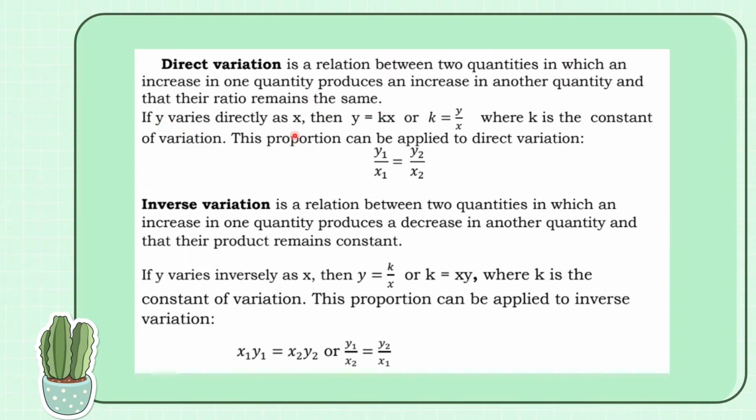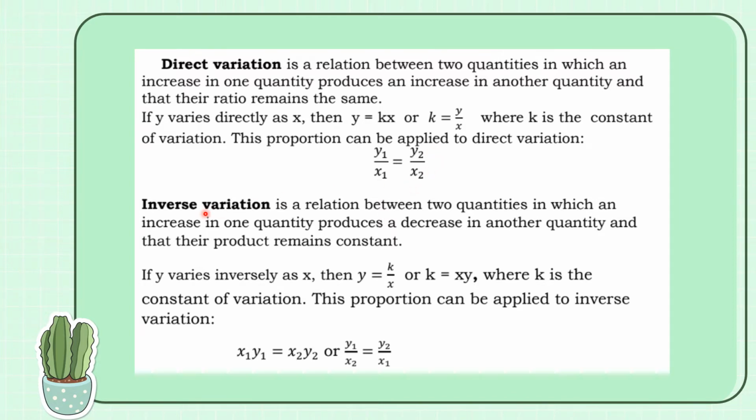If y varies directly as x, so we have here a statement, and later on we will convert this one into a mathematical equation, then y is equal to a constant times x, or k is equal to y divided by x, where k is the constant of variation. This proportion can be applied to direct variation: y sub 1 divided by x sub 1 is equal to y sub 2 divided by x sub 2.